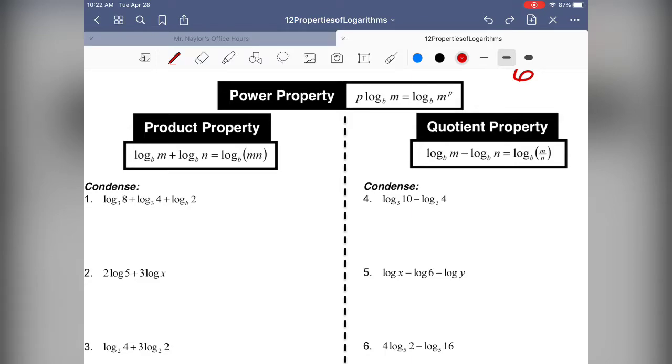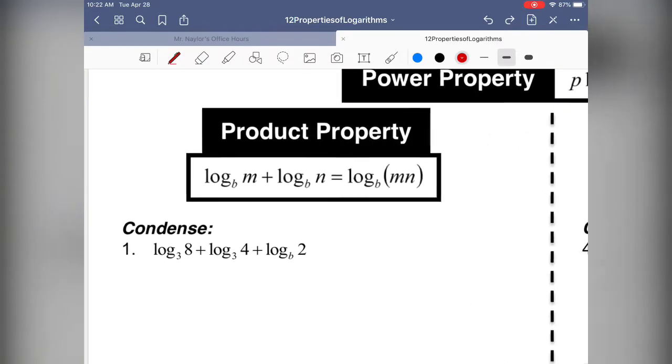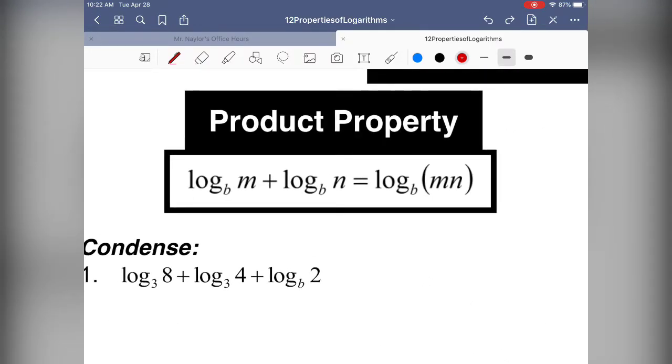Now, I have that one in the middle because that's the most popular property. That's a property that you will use in 2 scenarios. One of the scenarios is when we're doing a product. Now, the product property says that if you're adding logs, that's going to be the same as a multiplication problem, the multiplication of m times n. Now, I want you to see what happened here, because not only did we change a plus sign to become a multiplication sign, but we've also taken 2 logs and condensed them together to be 1 log. And so this is also part of the property: when adding logs, you multiply.